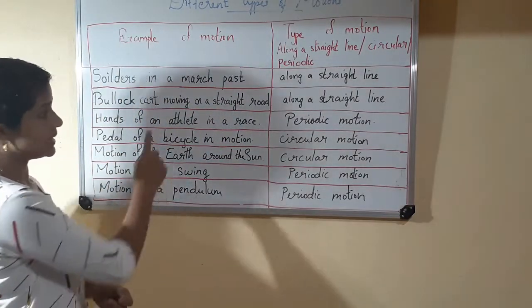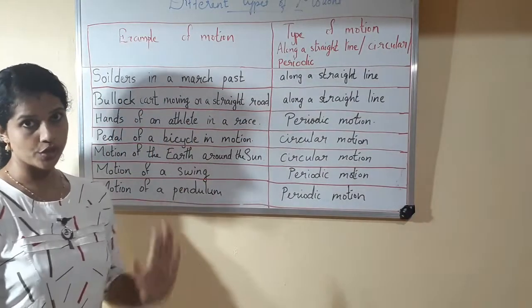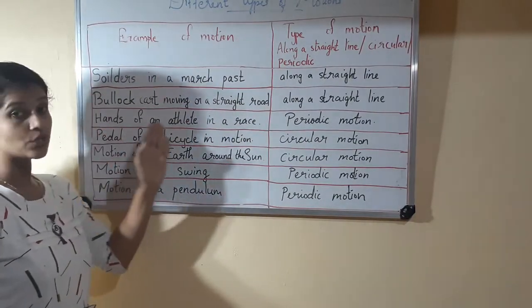So we can say that it is a type of periodic motion, isn't it? I think there is no confusion on that. They are talking about the hands of an athlete.